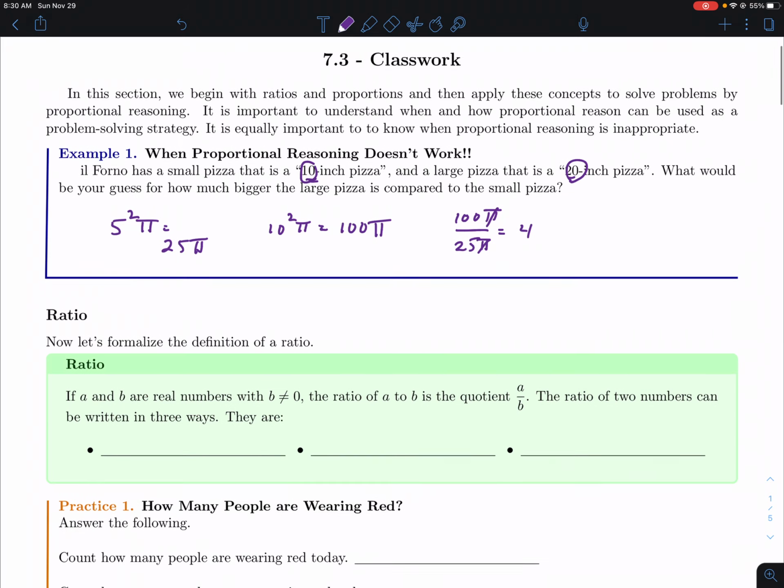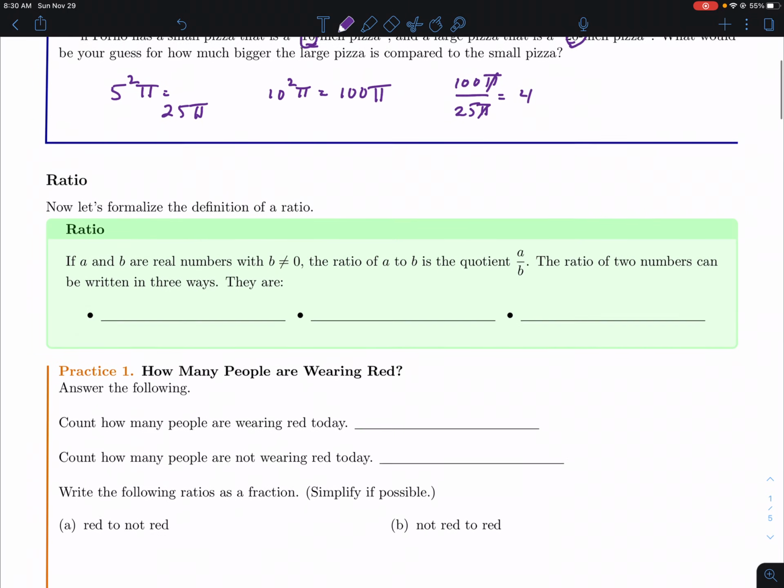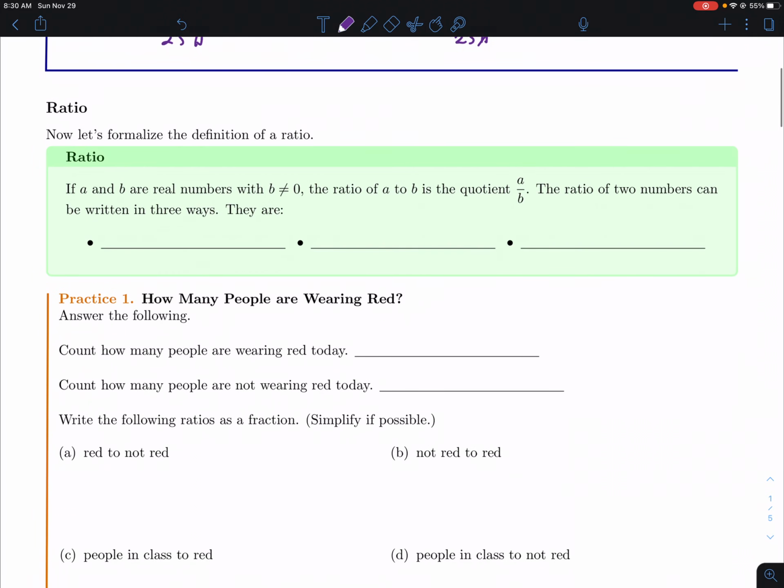All right, now that we've talked a little about ratio with a bad example, let's define it. If a and b are real numbers, b not equal to 0, the ratio of a to b is the quotient a over b. Technically it's just a fraction that we're looking at when we talk about a ratio, but it doesn't always have to be written as a fraction.